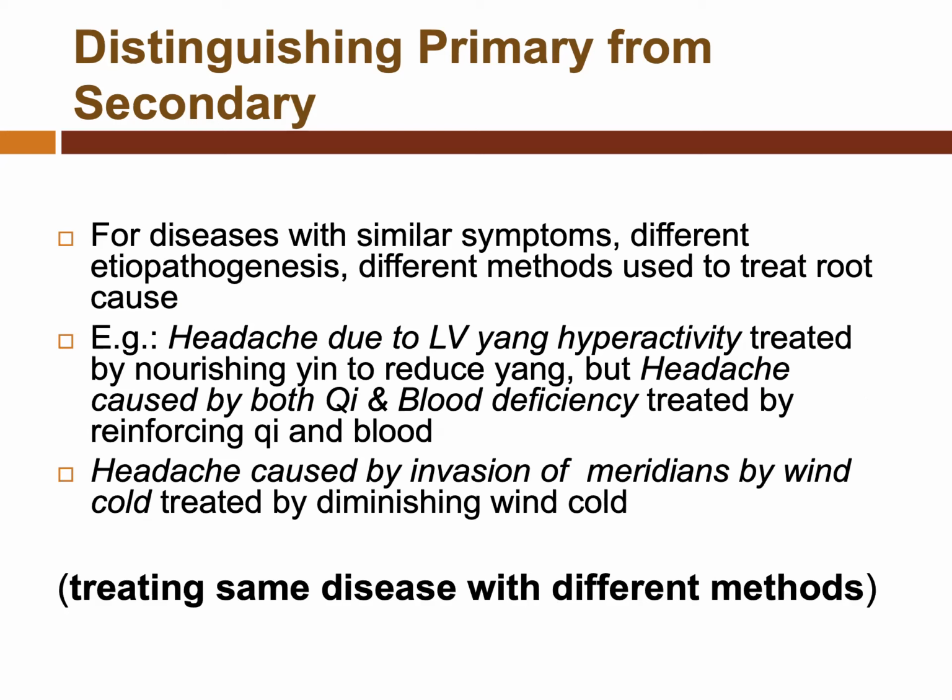For diseases with similar symptoms but different etiologies, different methods are used to treat the root cause. Example: headache due to liver yang hyperactivity is treated by nourishing yin to reduce yang. But headache caused by both qi and blood deficiency is treated by reinforcing qi and blood. Headache caused by invasion of meridians by wind cold could be treated by dispelling wind cold. So this is treating the same disease with different methods.